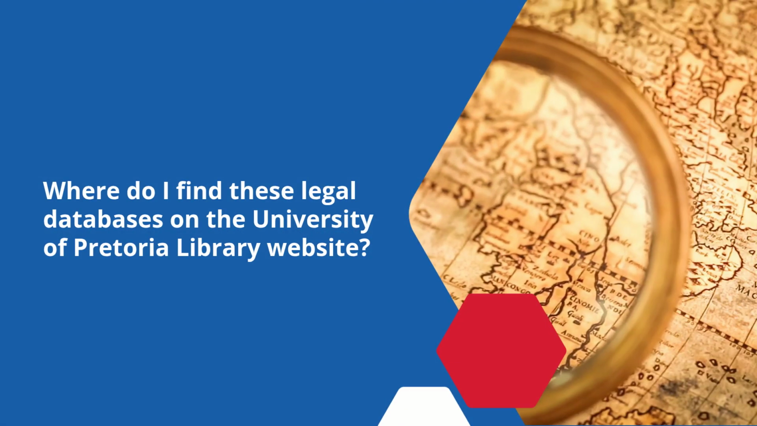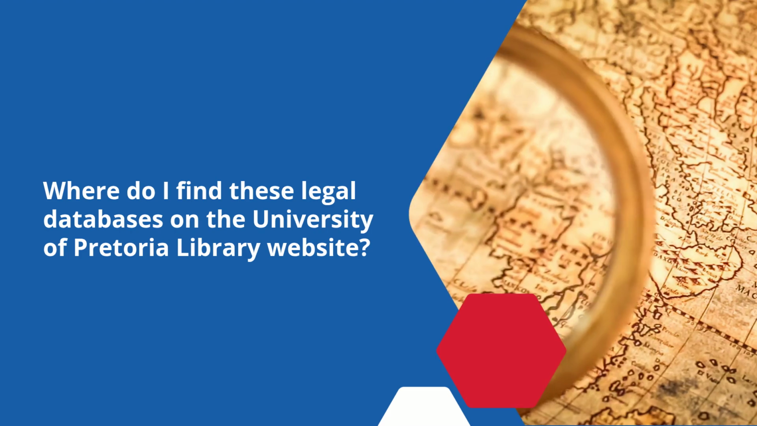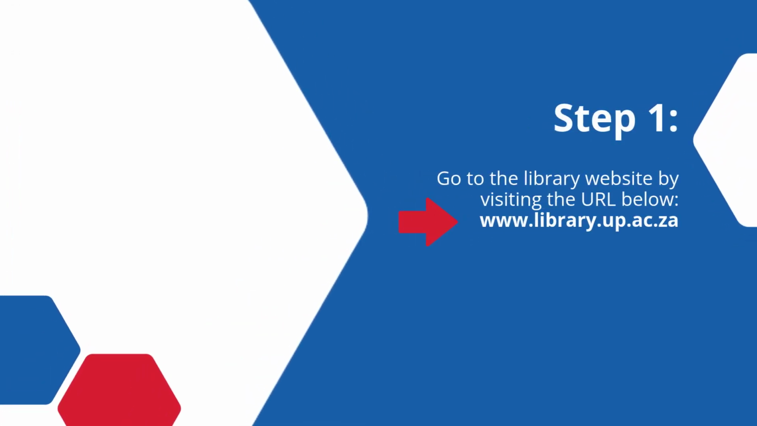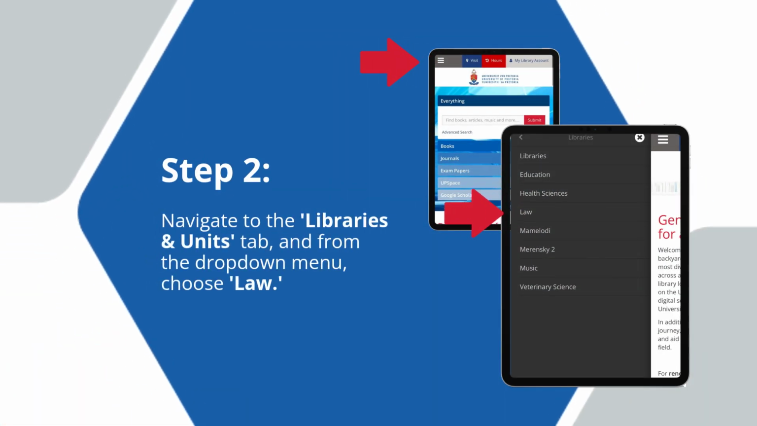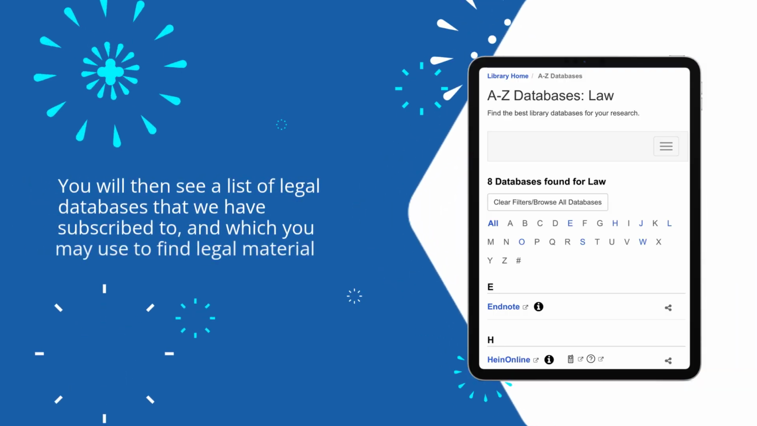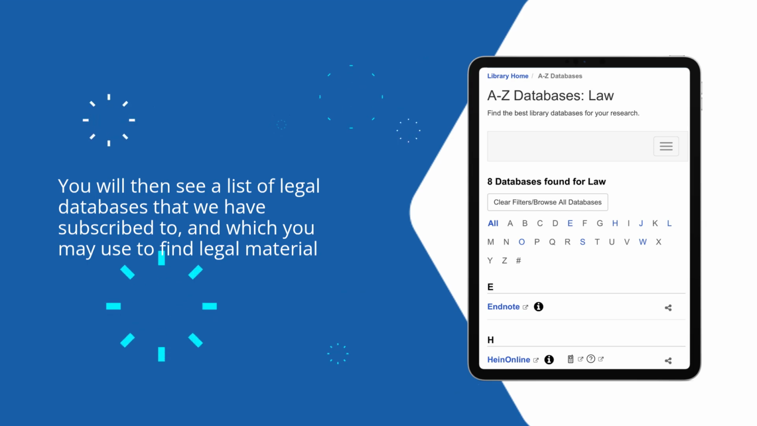Where do I find these legal databases on the University of Pretoria Library website? Step 1. Go to the library website by visiting the URL below. Step 2. Navigate to the Libraries and Units tab, and from the drop-down menu, choose Law. Step 3. On the Law Library page, scroll down and select Quick Links, Databases. You will then see a list of legal databases that we have subscribed to, and which you may use to find legal material.